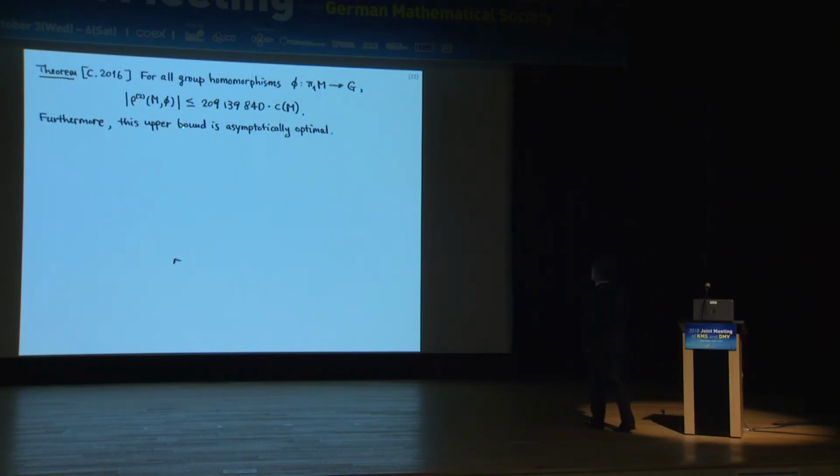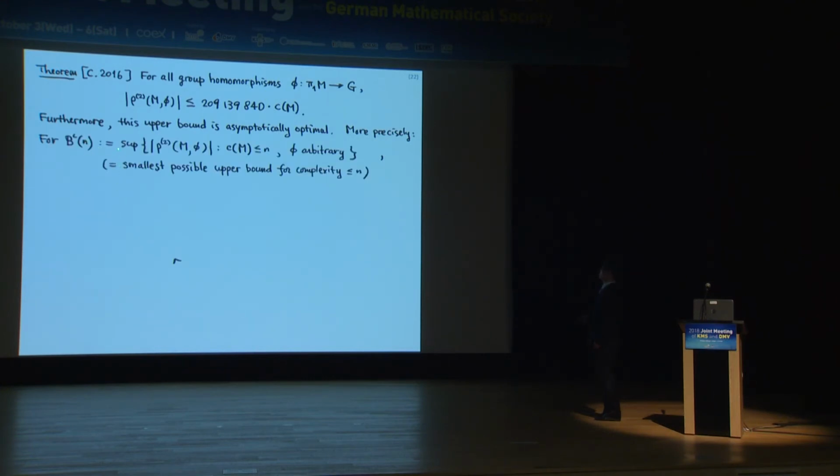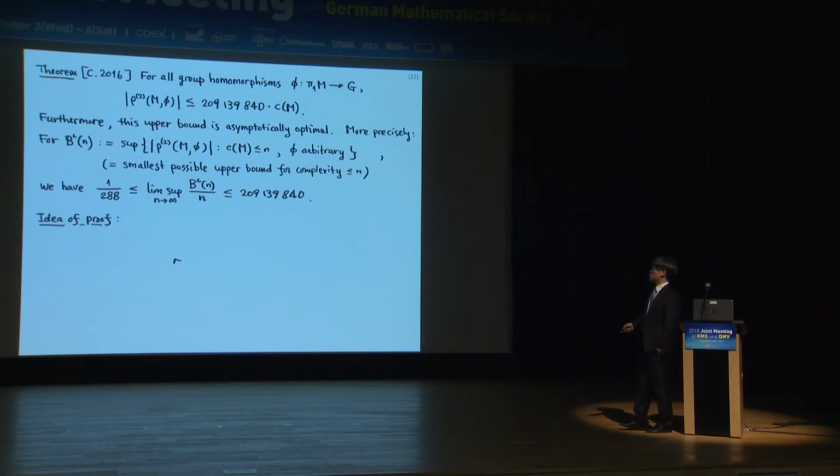So this is the theorem I just stated. And the statement that it's asymptotically optimal says the following. By taking the supremum of all possible values over complexity at most n, we get a function representing the smallest possible upper bound, and then we compare this best upper bound with the linear function. The theorem says that the asymptotic growth is the same as the linear function. So we explicitly determine those non-zero constant bounds. Let me quickly discuss the idea of the proof, which I think is interesting on its own.